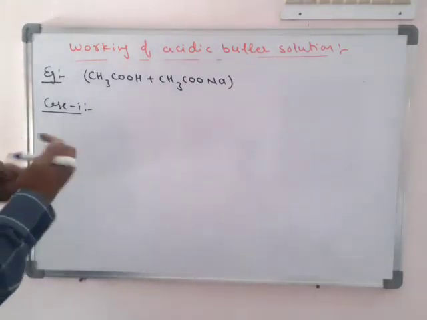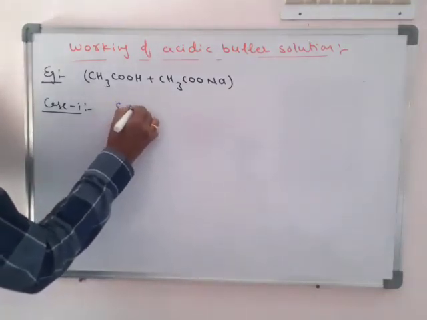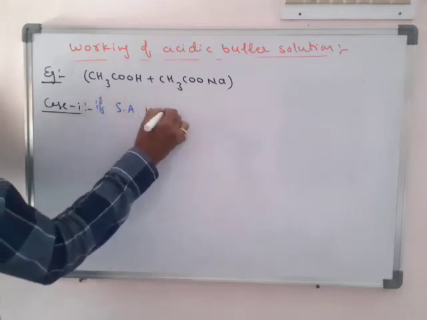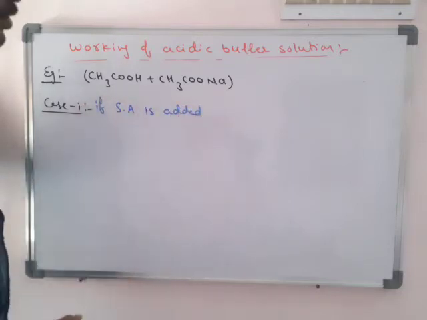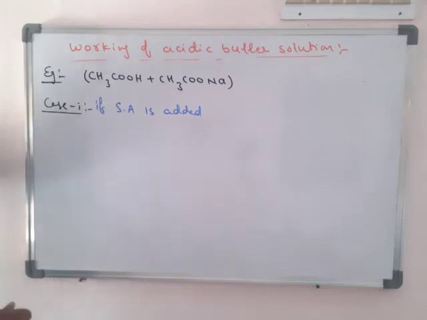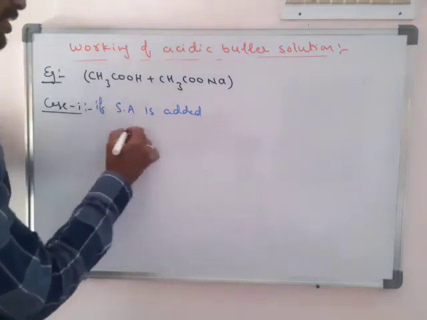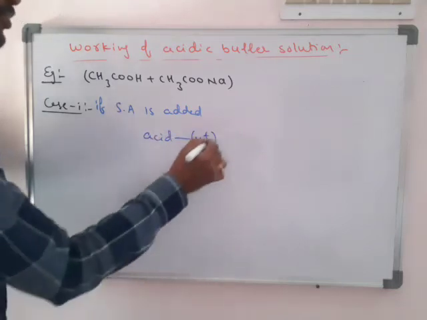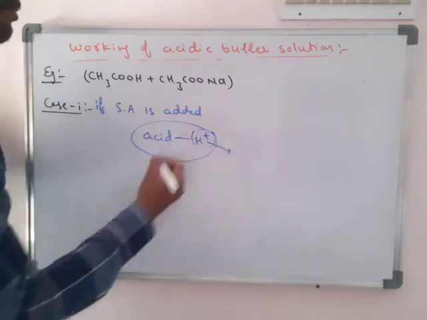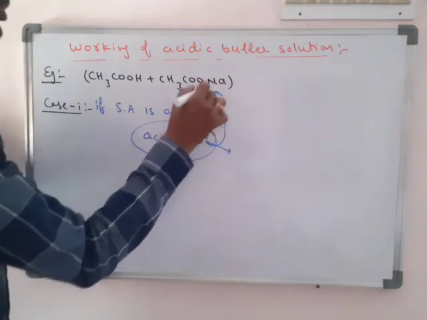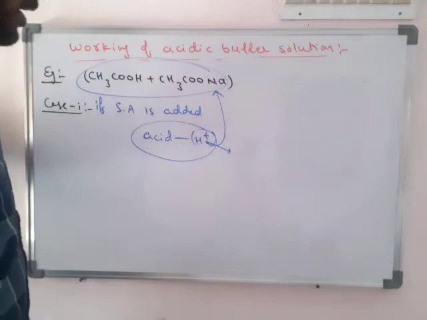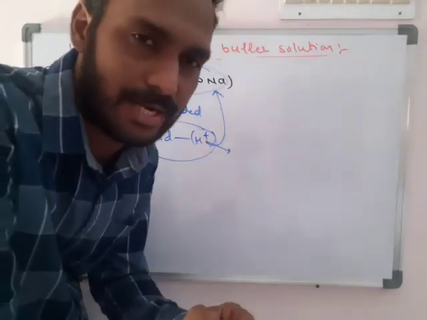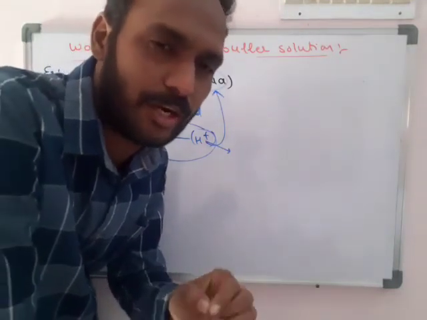So by adding H plus, actually we add a strong acid. If strong acid is added, a few amounts of, not a large amount, if a few amounts of acid is added, what happens? Generally, what does acid provide? So acid provides H plus ions. Whatever H plus ions are supplied to the solution, that is, to this buffer solution, we add a few drops of strong acid. What do we expect?